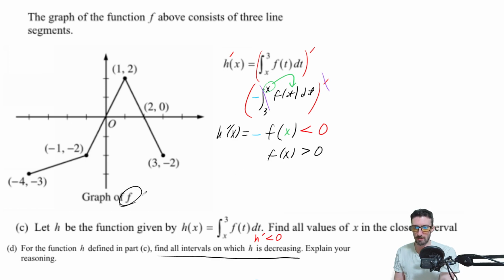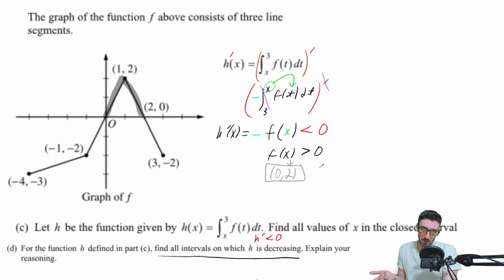Well, here's my graph of f. And when is f greater than 0? Well, looks like that's happening between 0 and 2. So I would just say 0 to 2 in interval notation. And that's it. That's it.